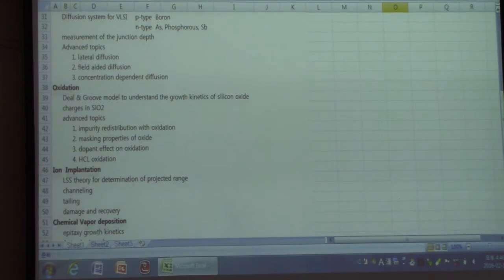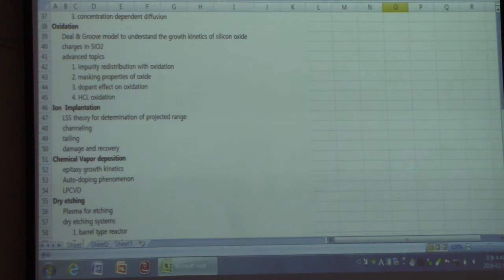And we move to the next chapter, which is oxidation. As a theory, we're going to talk about the Deal-Grove model to understand the growth kinetics of the silicon oxide. Okay, and then as processes, we're going to discuss the charges in the SiO2, silicon oxide, which tremendously affect the transistor electrical properties. Okay, and as advanced topics, we are going to cover 4 topics as shown here, and then we are going to move to the ion implantation.